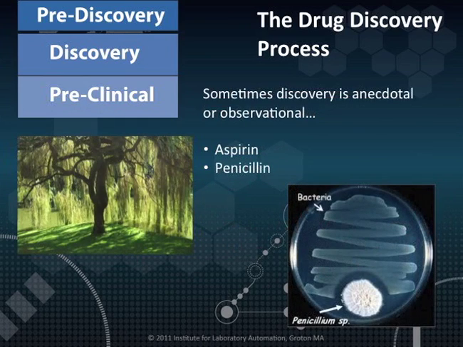Sometimes the discovery for treatment is anecdotal or observational. Aspirin was discovered when people realized that chewing on the bark of the willow tree could relieve some pain. Fleming discovered penicillin when he noticed that bacteria wouldn't grow close to a mold and found that the mold was releasing a compound that inhibited the growth and killed the bacteria.